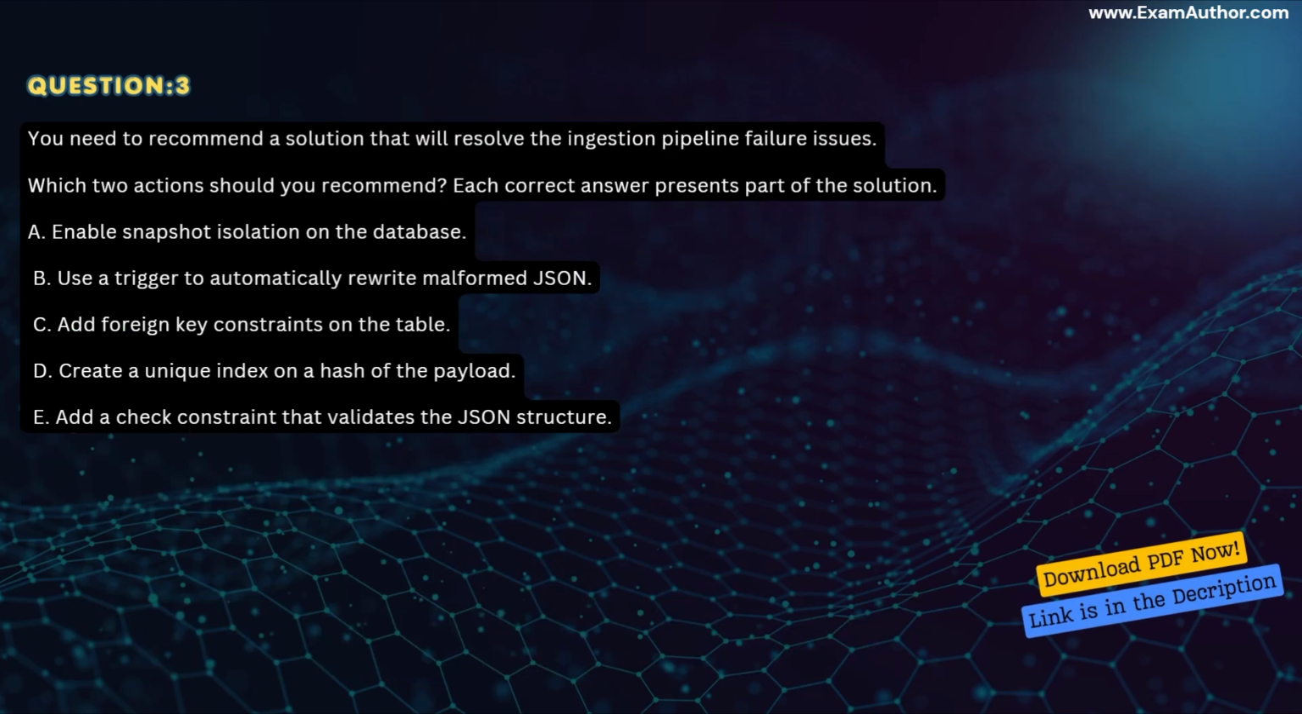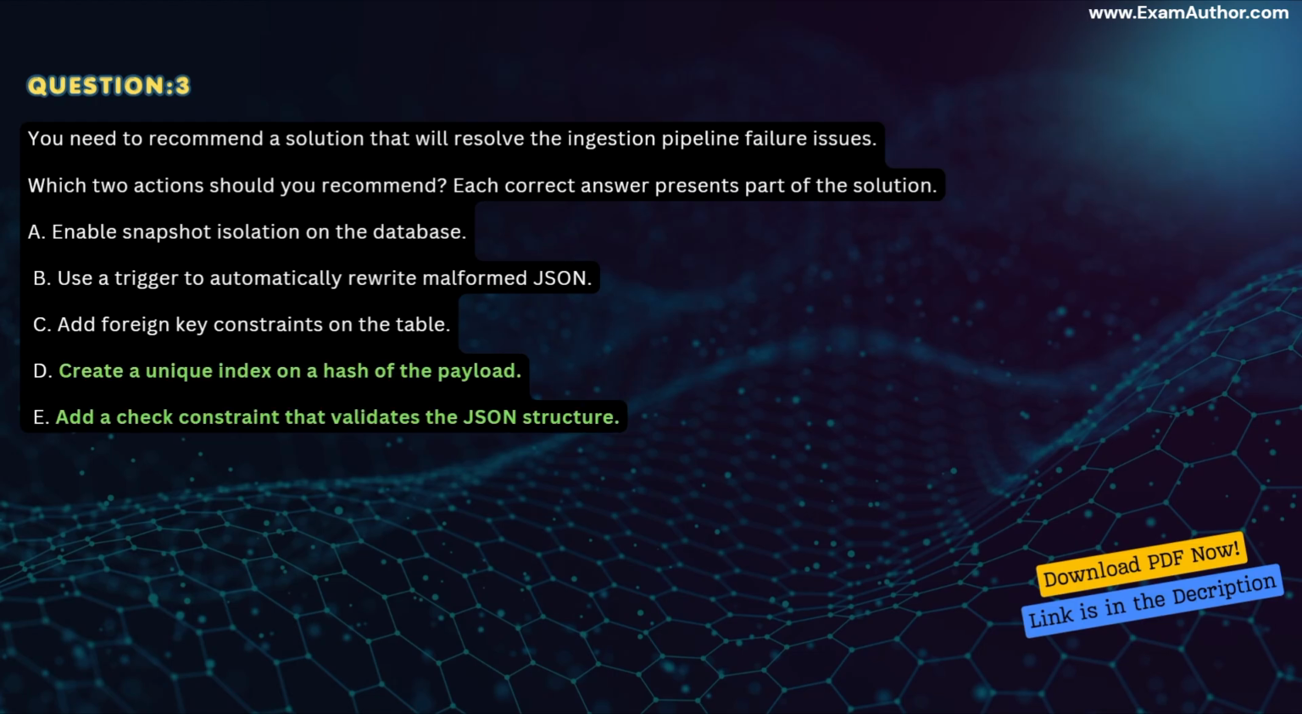Question 3. You need to recommend a solution that will resolve the ingestion pipeline failure issues. Which 2 actions should you recommend? Each correct answer presents part of the solution. A. Enable snapshot isolation on the database. B. Use a trigger to automatically rewrite malformed JSON. C. Add foreign key constraints on the table. D. Create a unique index on a hash of the payload. E. Add a check constraint that validates the JSON structure.